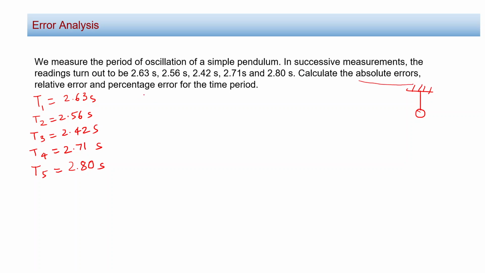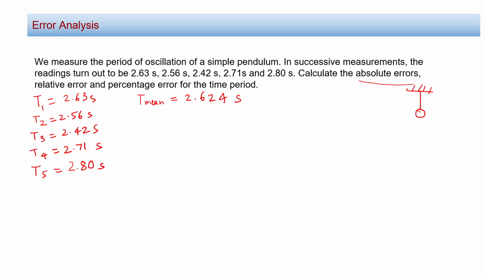To find out the absolute error, first, these are different time periods we have found. We want to tell what the value of the time period is from this experiment. For that we cannot say that it was 2.63 one time and 2.56 another time, so we will tell the mean or the average of these time periods. The average will be, I'll do it on the calculator: 2.63 plus 2.56 plus 2.42 plus 2.71 plus 2.80, divided by 5. Using the calculator, after taking the sum of all this and dividing by 5, I am getting 2.624 seconds.